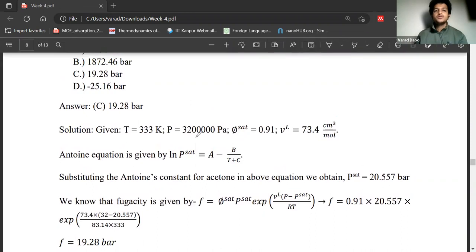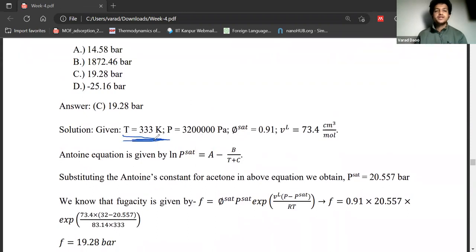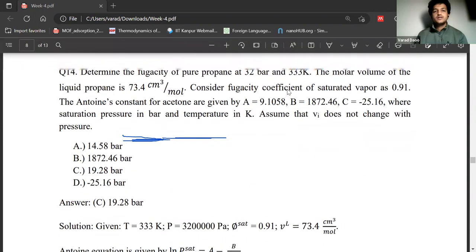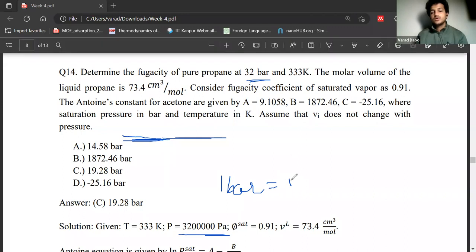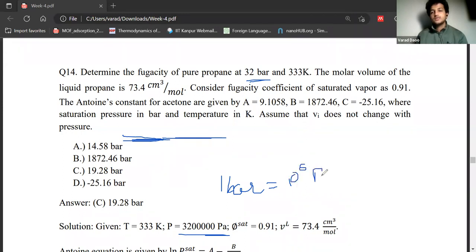Okay. So what are we given? We are given the temperature as 333 Kelvin, and we are given pressure as 32 bar, which when we convert to Pascal, 1 bar is equal to 10 to the power 5 Pascal, right? That means P is this, and we are given phi sat as 0.91, VL as this. This has all been given to us in the question. We are also given Antoine constants.